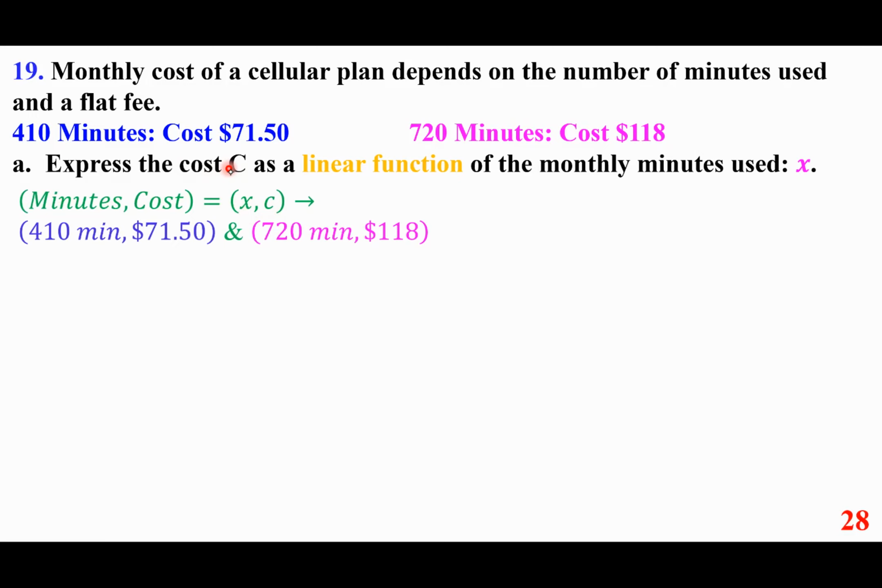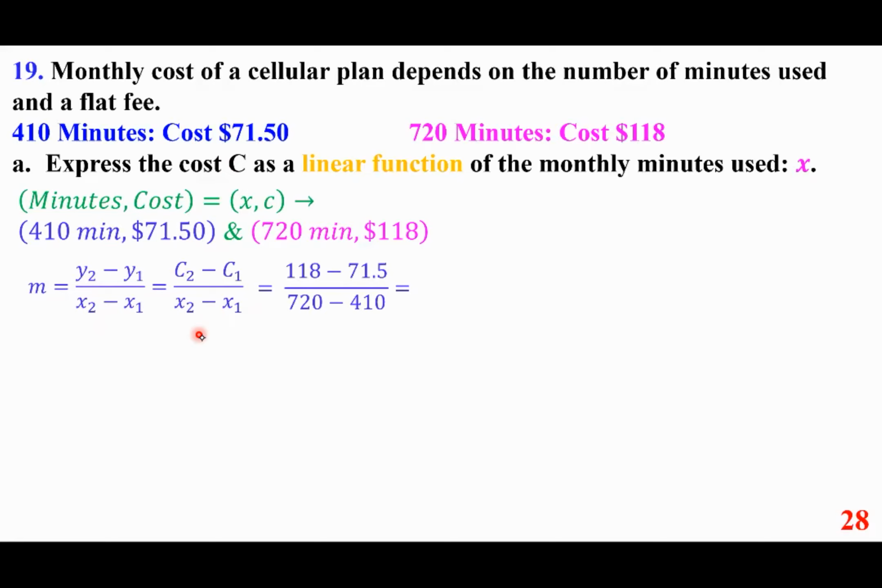All right. And so let's go through the process. In order to find the equation, first we need to find the slope. And you remember the slope is rise over run, y sub 2 minus y sub 1 over x sub 2 minus x sub 1. We're going to say C sub 2 minus C sub 1 over x sub 2 minus x sub 1 now. Okay, same concept. So 118 minus 71.50 is in the numerator, 720 minus 410 is in the denominator. So rise over run. I put it with the good old y's over x's so you can compare and contrast.